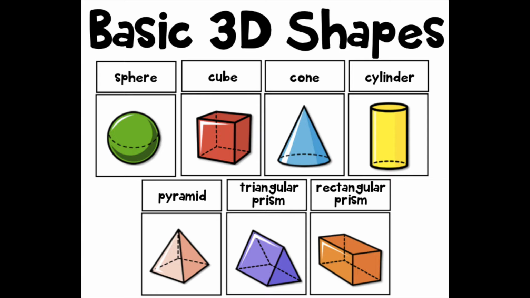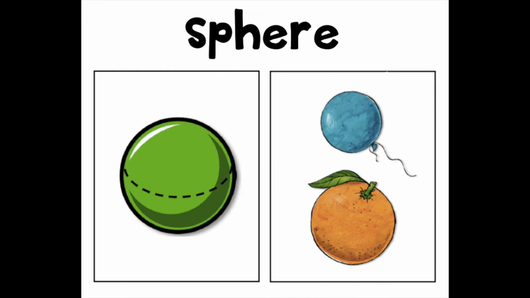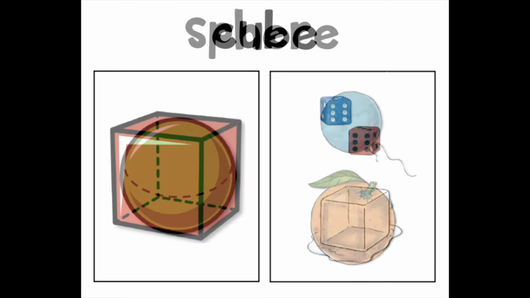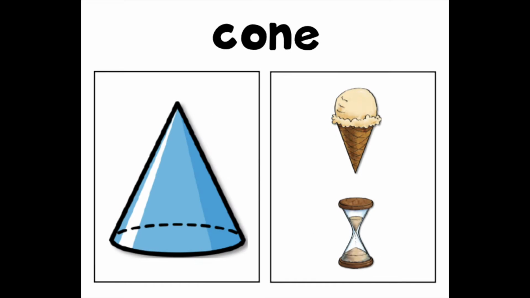Let's take a closer look at each of these basic 3D shapes. This 3D shape is called sphere. It's the shape like a balloon and an orange. This shape is called a cube. It's like the shape of dice and an ice cube. This is a cone. It's like the shape of an ice cream cone and a sand timer.